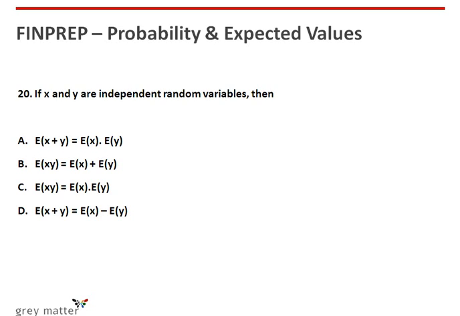20th question. If x and y are independent random variables, then the expectation of x into y is equal to expectation of x into expectation of y. This is the only option which is applicable for x and y being independent random variables. So the answer is C option, which says expectation of x into y is equal to expectation of x into expectation of y. So C option.